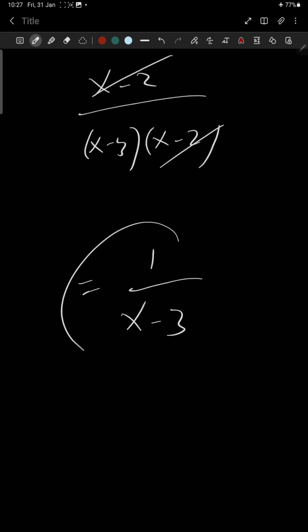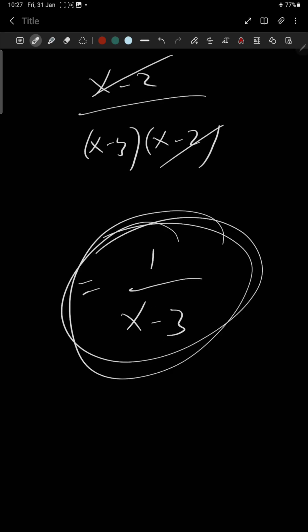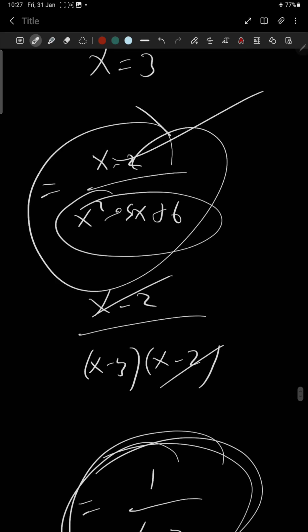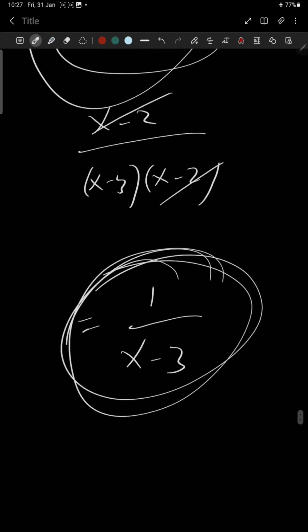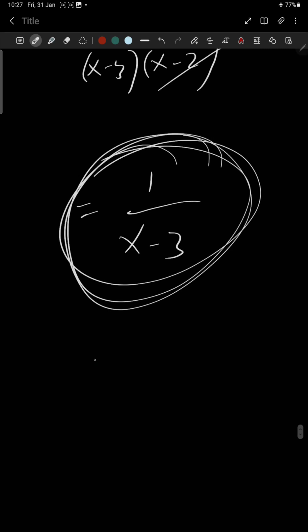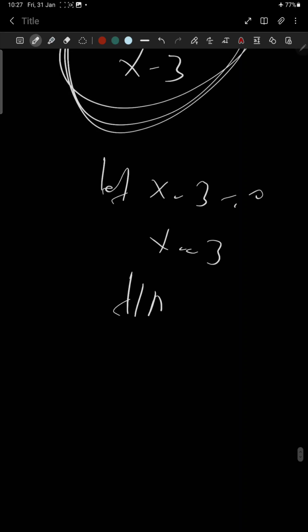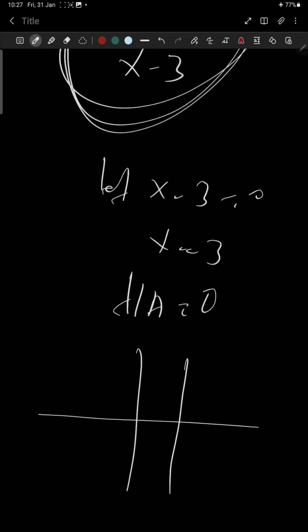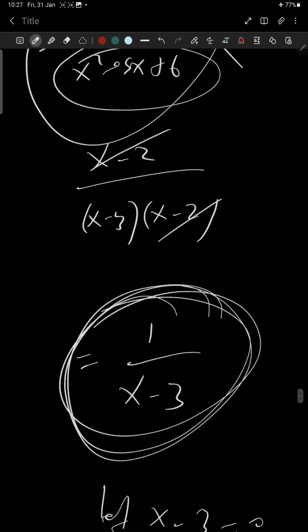Now, this one is a rational function, so this is what you're going to sketch. How do you sketch this? You first find the VA: let x minus 3 be equal to 0, so x is equal to 3. Then you also find the horizontal asymptote, in this case it will be 0. Then you sketch. Your graph will be maybe something like this, but that's how you really go about this.